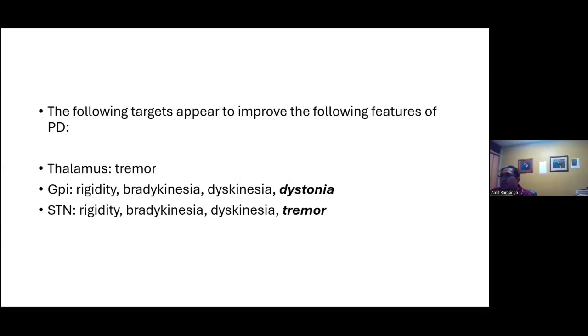And the following targets appear to improve the following features of Parkinson's disease. So in terms of the tremor, or the VIM, we stimulate the thalamus for the VIM. When we're looking at improving rigidity, bradykinesia, dyskinesia, or dystonia, we look at the globus pallidus internus. And we look at that again with tremor superimposed. We look at the subthalamic nucleus.